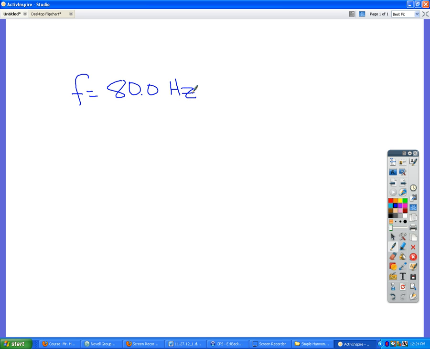You know your frequency is equal to 80 hertz. And if you remember from a couple units ago, the period is equal to 1 over the frequency. We just plug everything in, 1 over 80. And that will give you an answer of 0.0125 seconds. Make sure you don't leave it in fraction form.